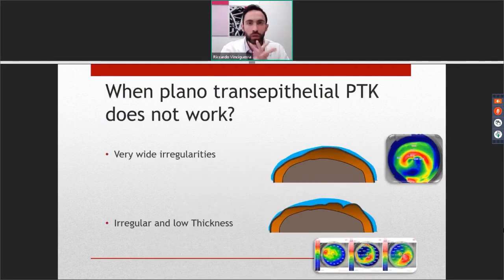But what about plano transepithelial PTK? It does not work when you have a very wide irregularity, or if you have an irregularity with low thickness. In this case, a plano transepithelial PTK does not work. And that's why you need a custom ablation, and we'll speak about it in a few slides.